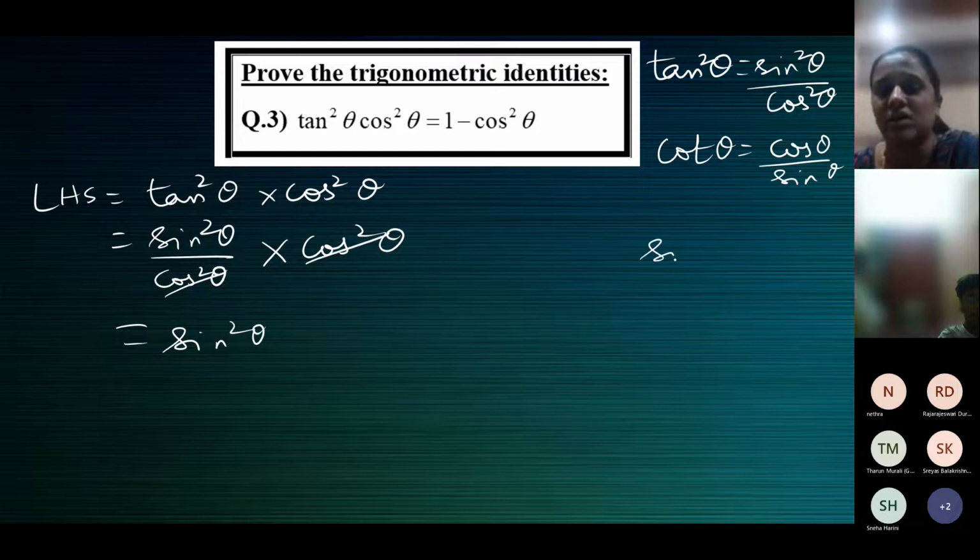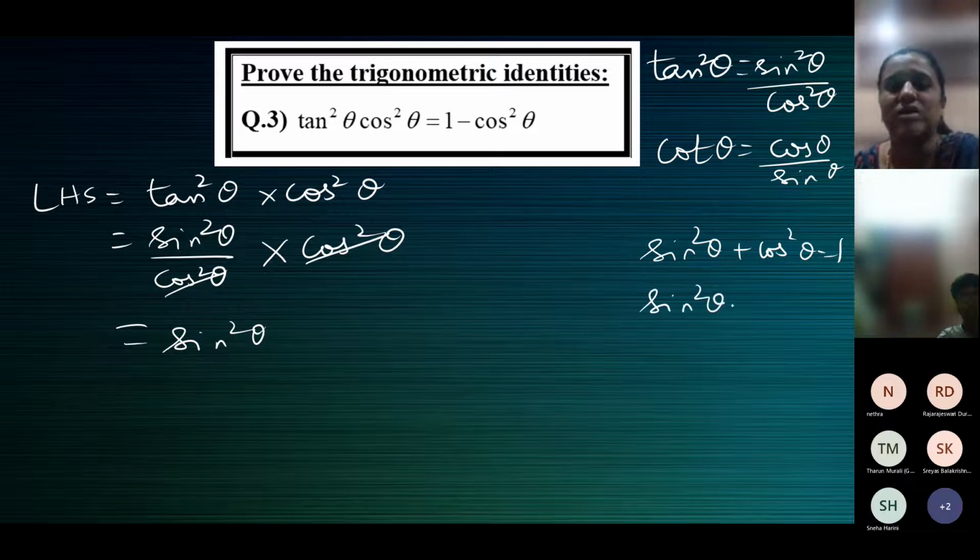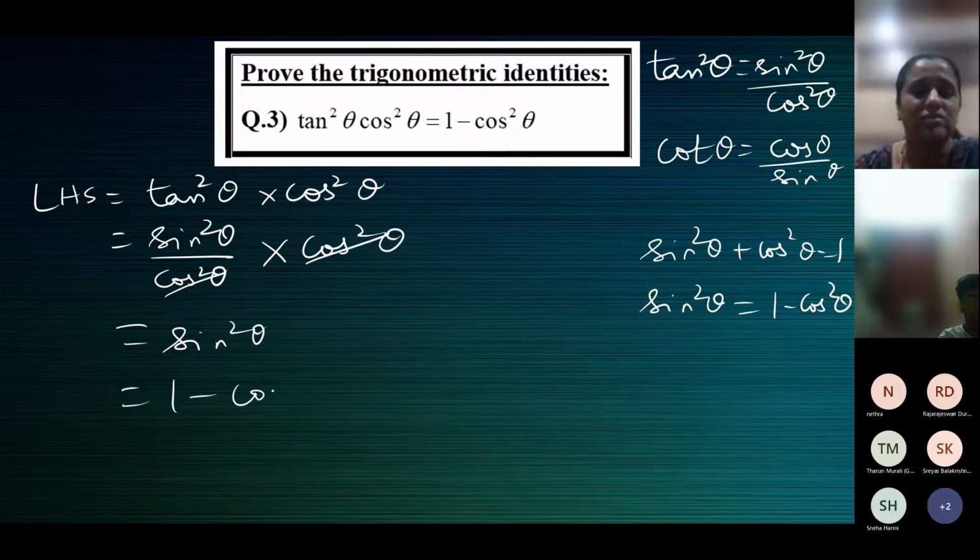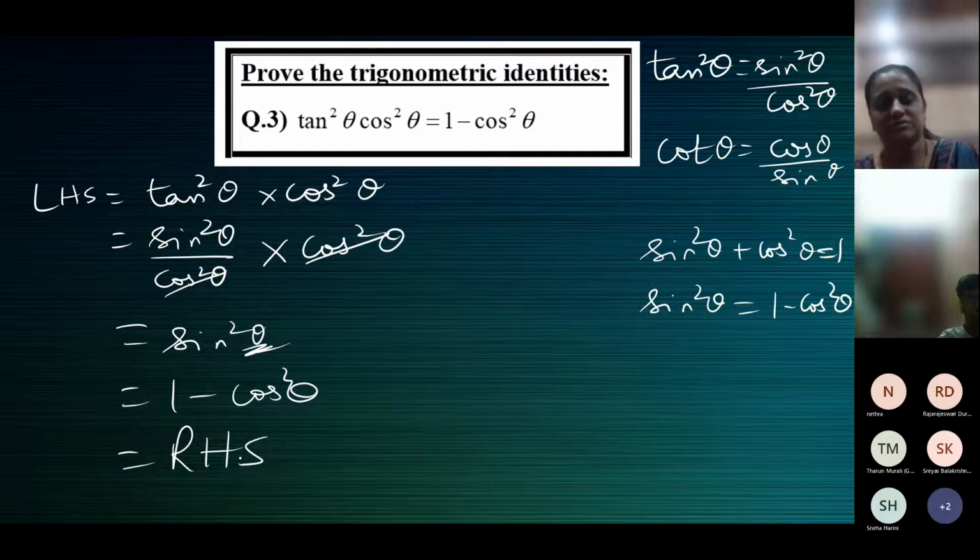But by the identity, what is sin square theta plus cos square theta? It is 1. So what is sin square theta? It is 1 minus cos square theta. Why? Because we know that sin square theta plus cos square theta is 1. So sin square theta is nothing but 1 minus cos square theta, which is the RHS.